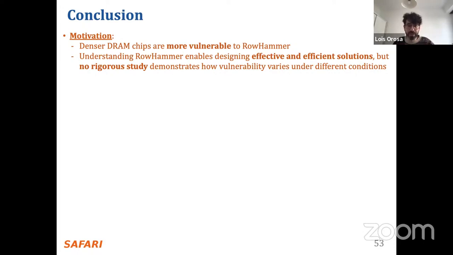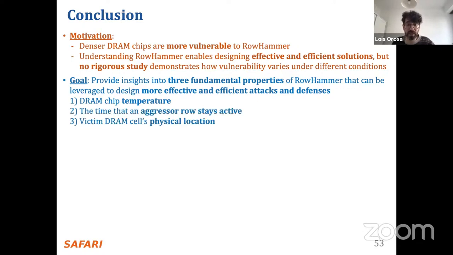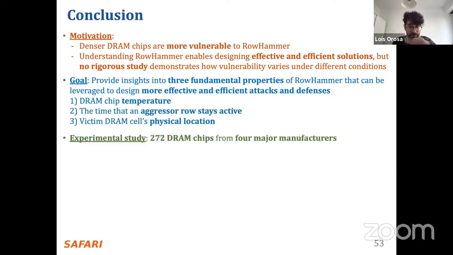However, no rigorous study demonstrates how this vulnerability varies under different conditions. In this work, our goal is to provide insight into three fundamental properties of RowHammer that can be leveraged to design more effective and efficient attacks and defenses. These three properties are DRAM temperature, the time that an aggressor row stays active, and victim DRAM cells' physical location.